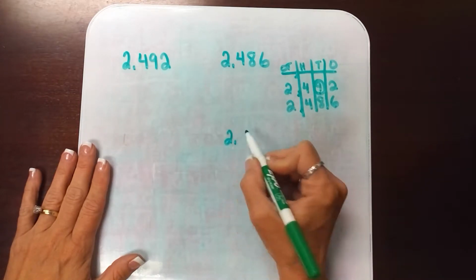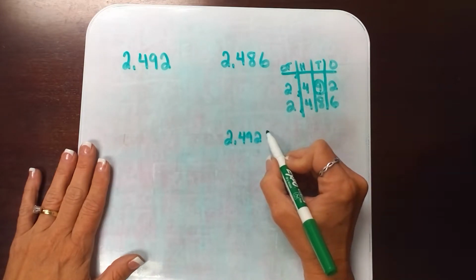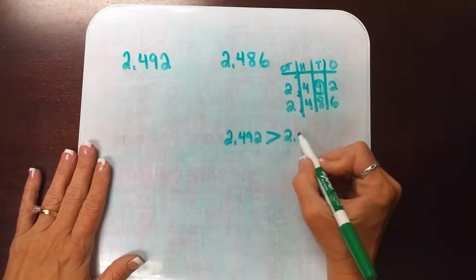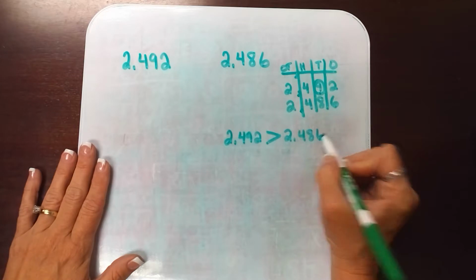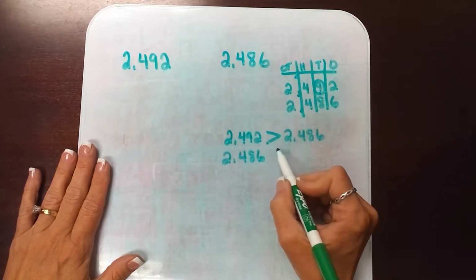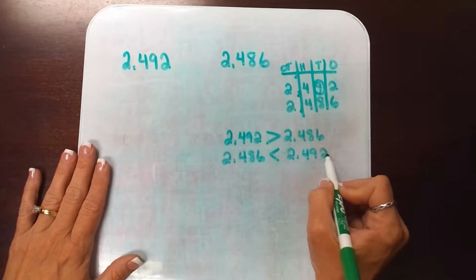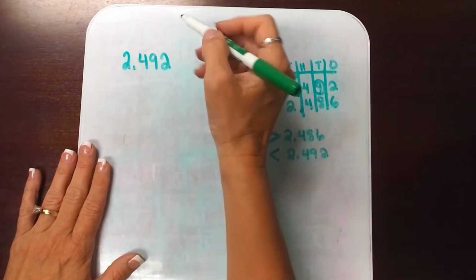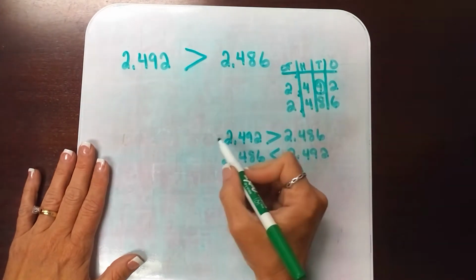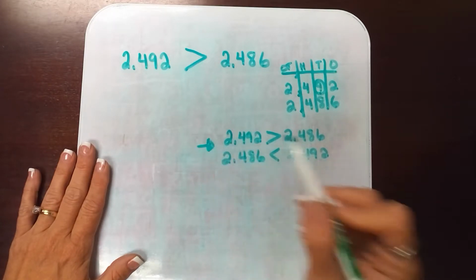So 2,492 is greater than 2,486, or 2,486 is less than 2,492. Because my answer is going to be one of these options. Okay, whether it's on a standardized test or whether it's on a paper, it's going to be one of those options.